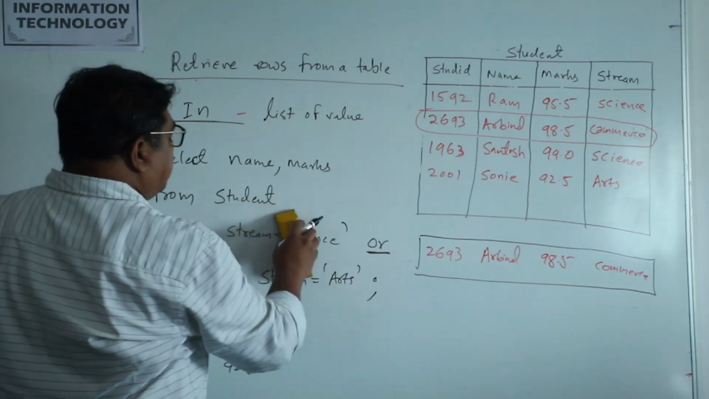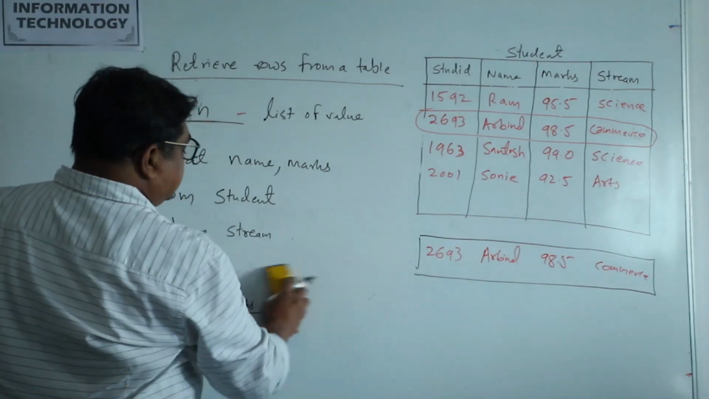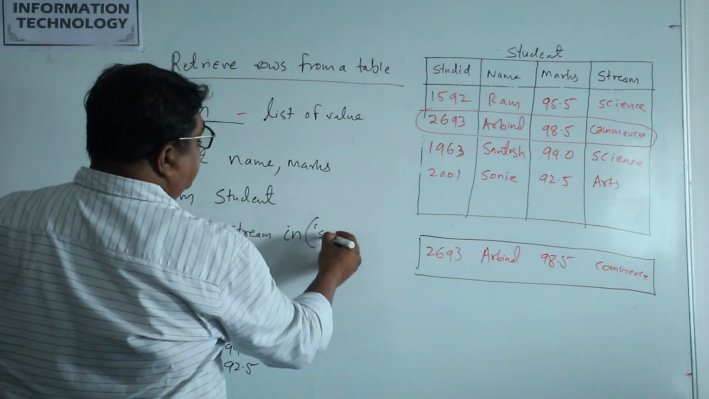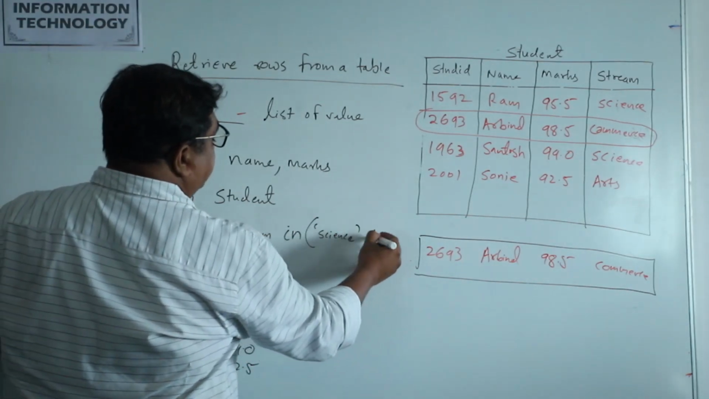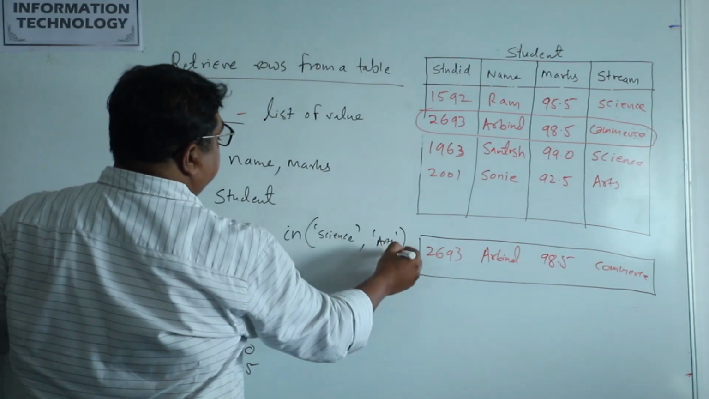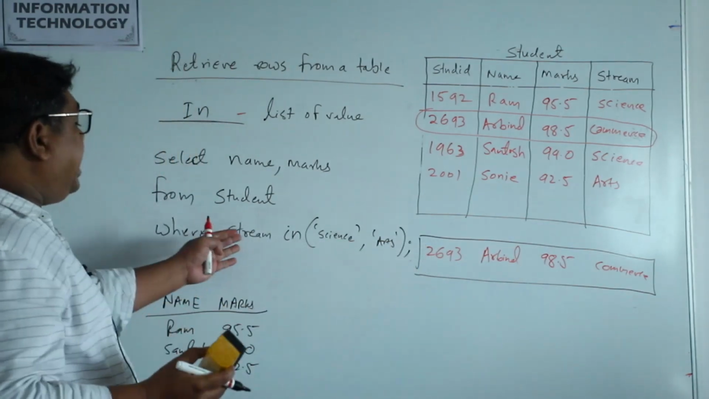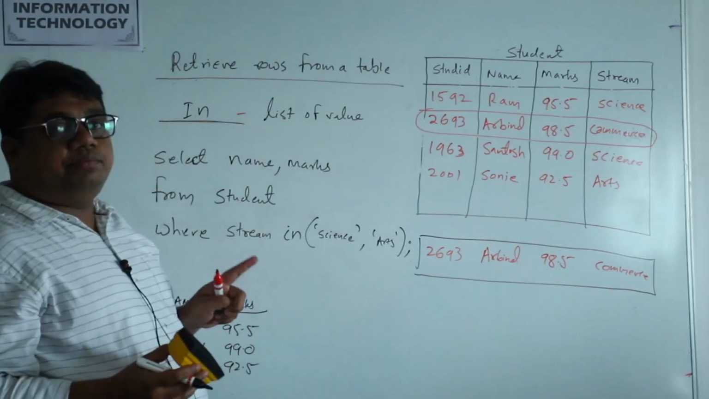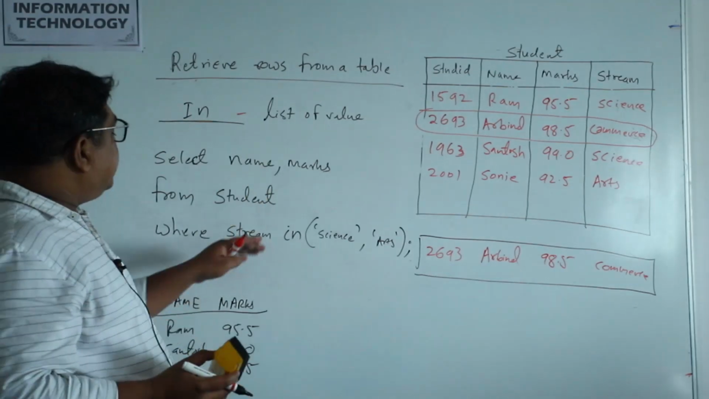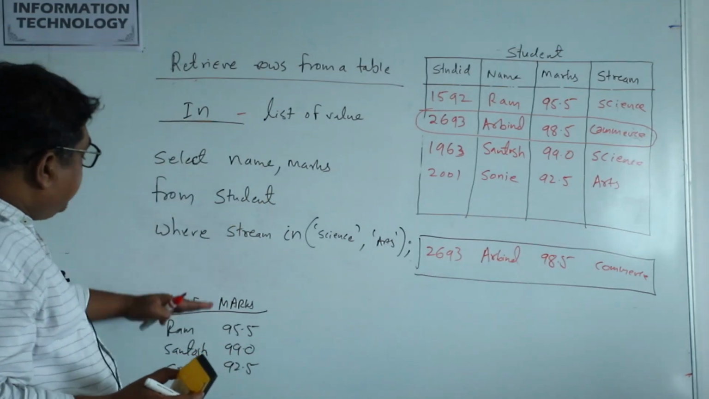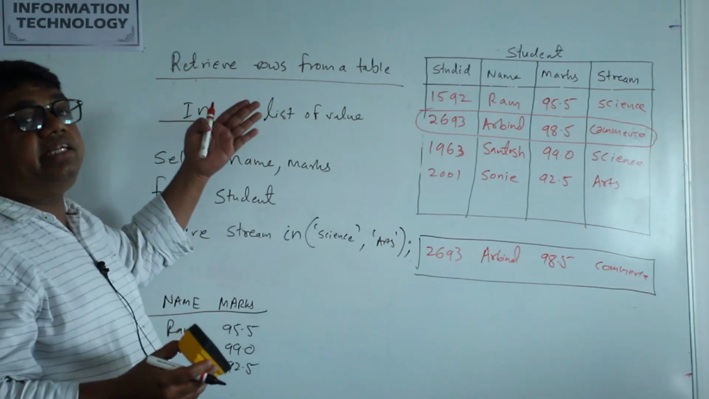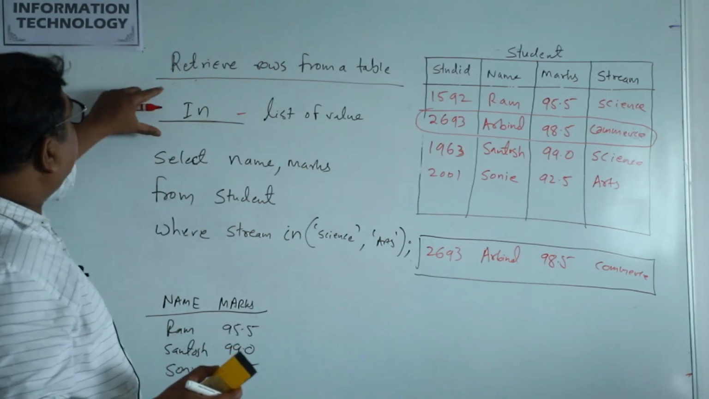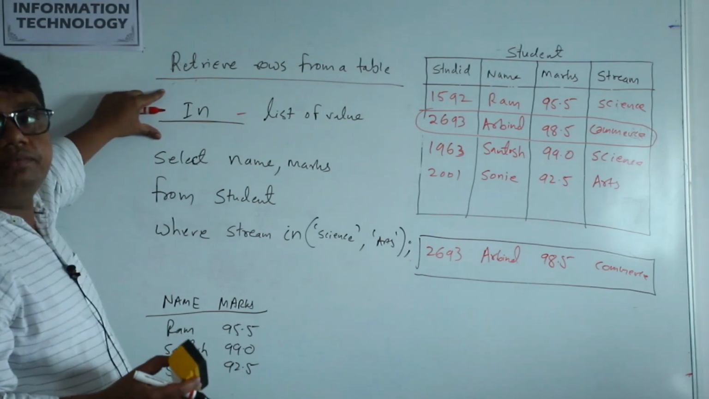And how will I write it? Where stream in science and arts. So I can also write it in this alternative way. I can use in, as I have a list of values for the same column. The output will be the same. The previous statement's output was the same, and here also the output is the same. So this is how we use the in operator.